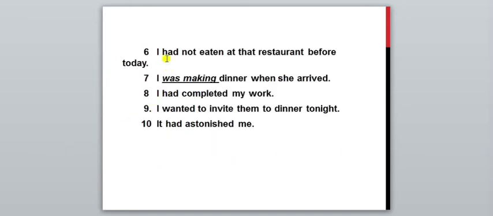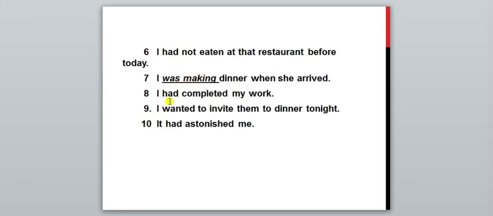Okay. Sixth sentence is there. I had not eaten at that restaurant before today. Seventh one, I was making dinner when she arrived. Don't focus on this arrived. Focus on was making. Because was making is going to help you to find out the tense.